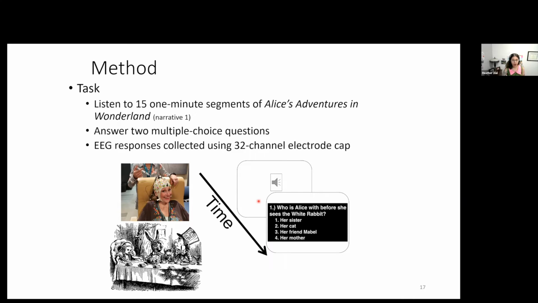And then after every minute, they were answering 2 multiple choice questions, and they were also given a break of their own chosen duration to avoid, or to attenuate at least, the fatigue that may occur. We collected EEG responses using a 32-channel electrode cap, and we collected these responses continuously while they listened to the story.